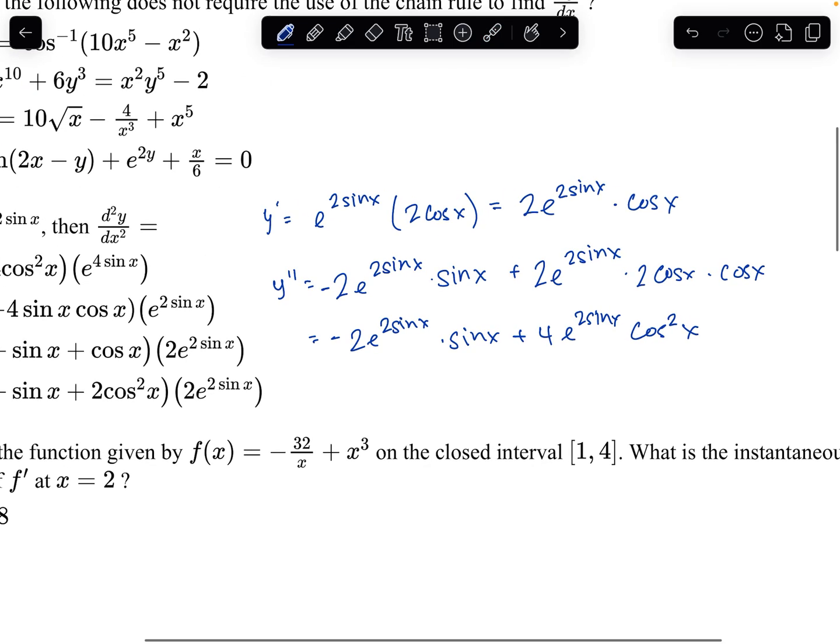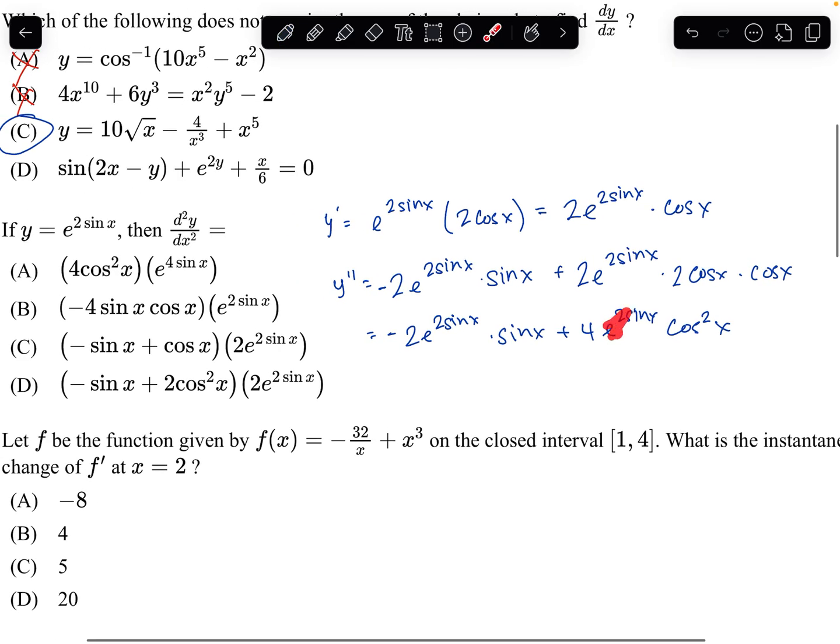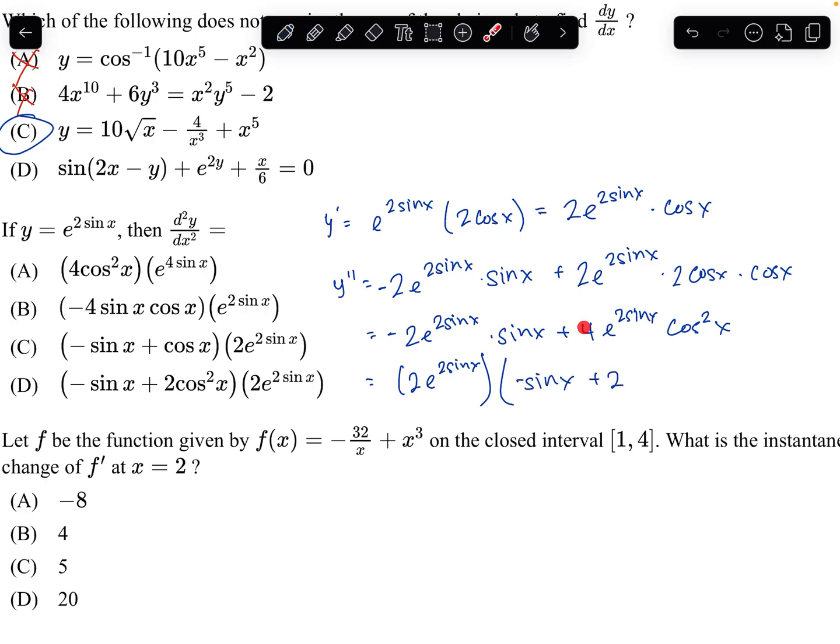But again, to match what they have, e to the 2 sine of x is in its own factor, or it looks like they even have 2e to the 2 sine of x. So it looks like they're factoring that out. So 2e to the 2 sine of x. And then when they factor that out here and the 2, they'll have negative sine of x. And then plus 2, because we factored out a 2, and they factored out the e to the 2 sine of x. So then this would just be 2 cosine squared of x. So indeed, that is the same answer, so D.